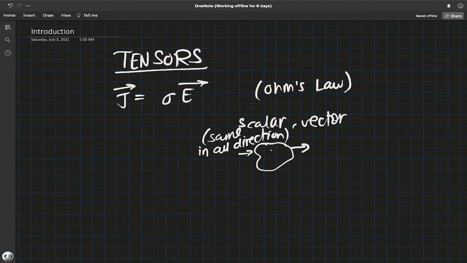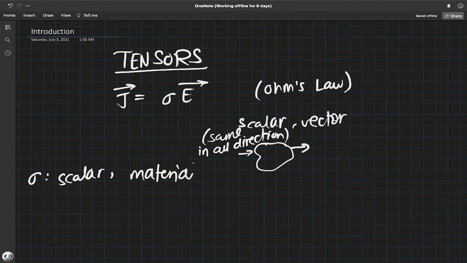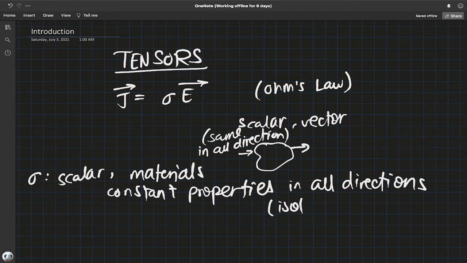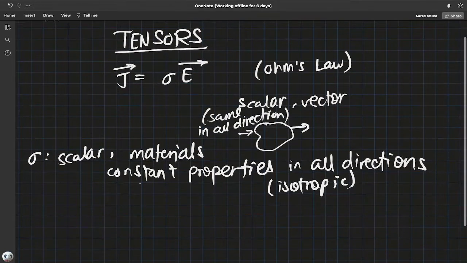Now the issue is this only holds for materials that are constant in all directions. So I'll say sigma is a scalar for materials that have constant electrical properties in all directions. And these materials are called isotropic materials or media. But this may not be the case always.